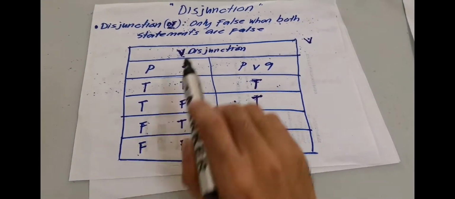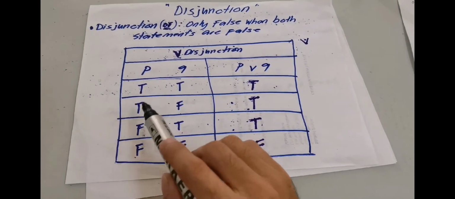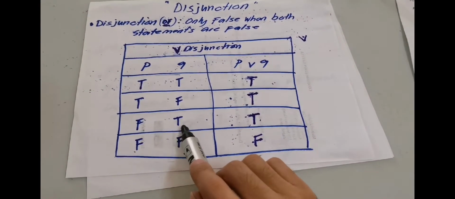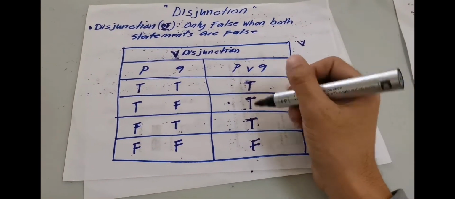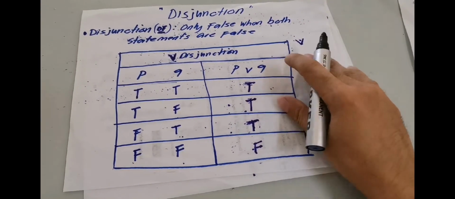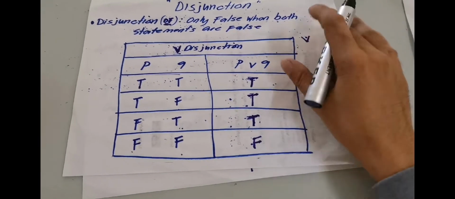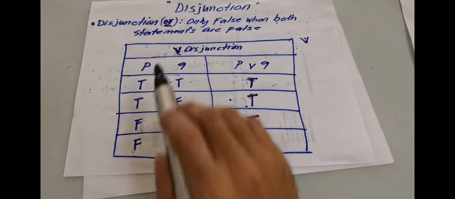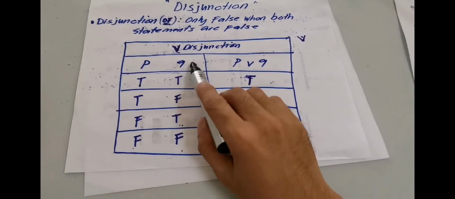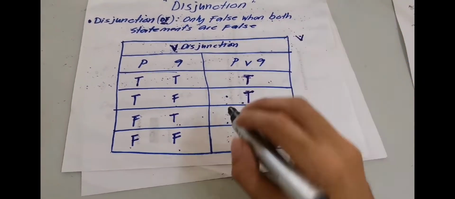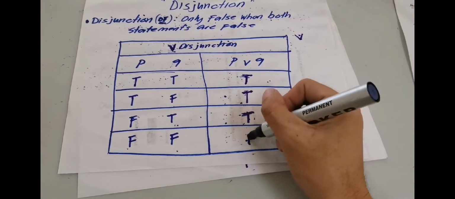So in the third column, statement P is false and statement Q is true. Therefore, this is true. So makita ra na nimo ang false gamit ang disjunction kani nga column. If the statement P is false and statement Q is false, therefore the statement P or Q is false.